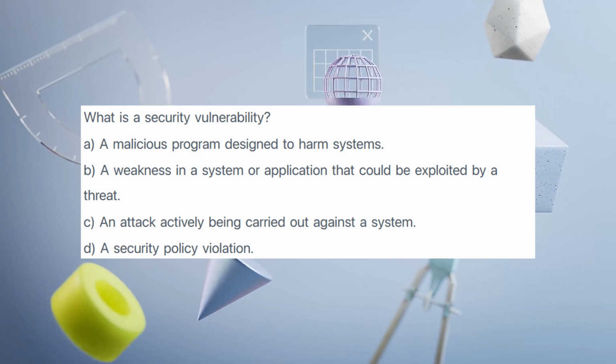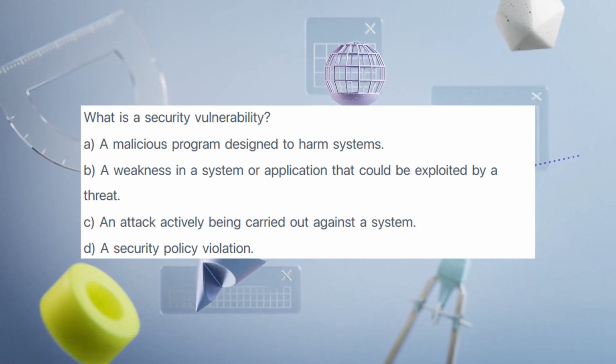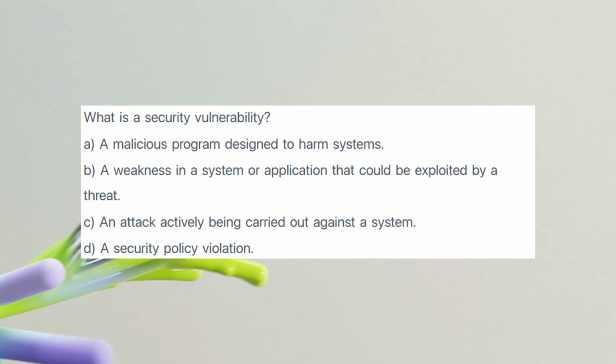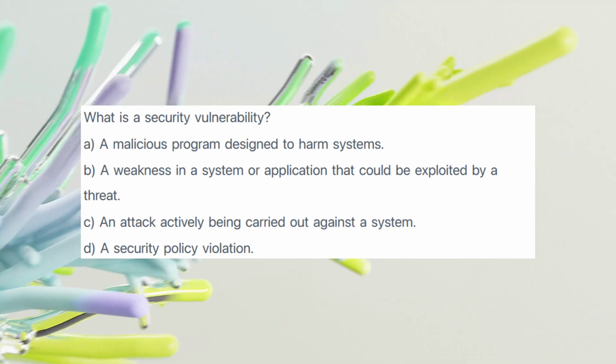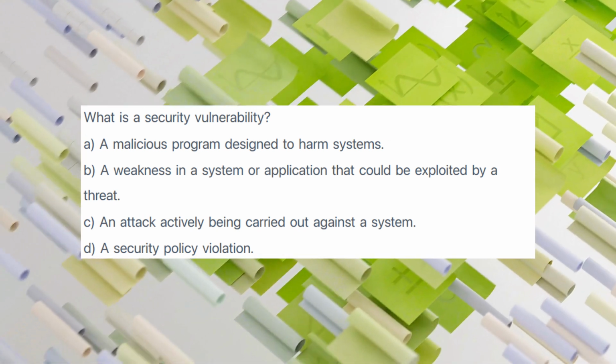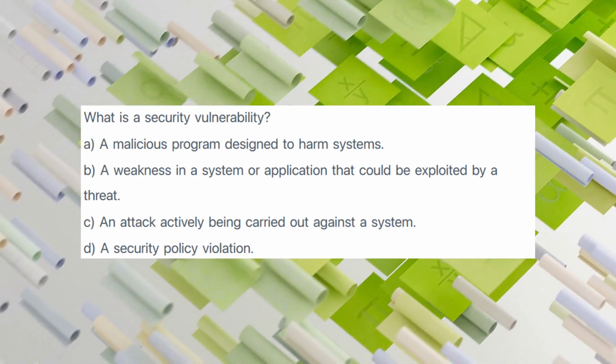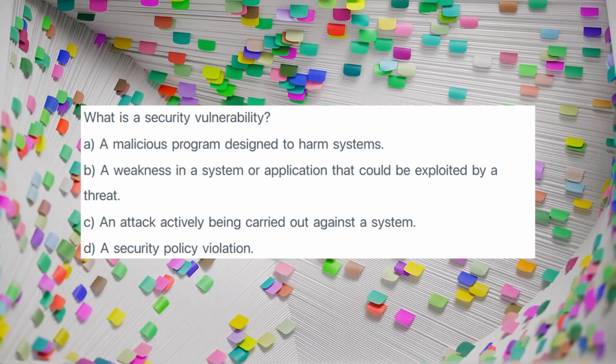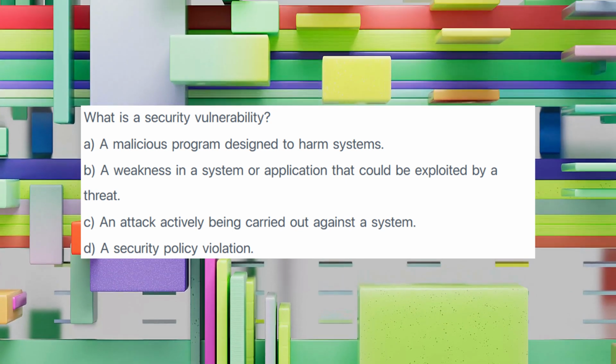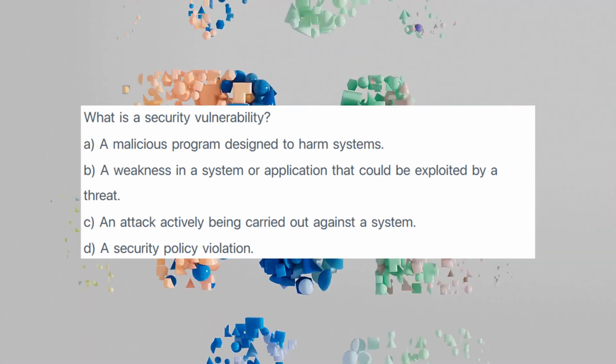What is a security vulnerability? A, a malicious program designed to harm systems. B, a weakness in a system or application that could be exploited by a threat. C, an attack actively being carried out against a system. D, a security policy violation. Take a moment to think.